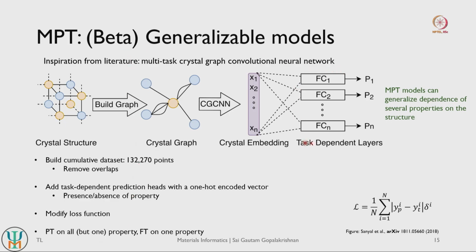And the models that are multi-property pre-trained, so those that have been trained on multiple properties in one go during the pre-training step, we are going to refer to them as MPT models. So MPT stands for multi-property pre-training.